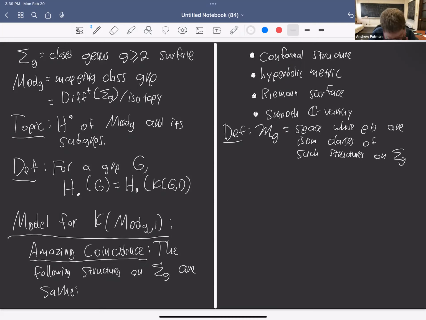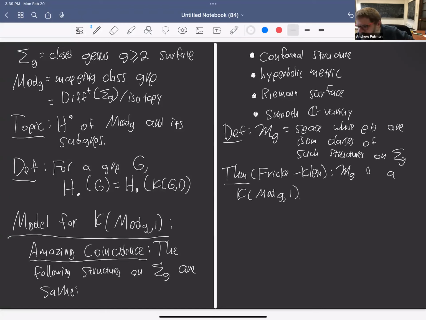Okay, so now what does this have to do with the mapping class group? Here is a theorem which is due to Fricke and Klein. They wouldn't have stated it like this, but it says that M_g is a K(mapping class group, 1). This is saying two things about it. It's saying that its fundamental group is the mapping class group, and it's also saying that its universal cover is contractible. Its universal cover is often called Teichmüller space. So this is how Fricke and Klein thought about it. Now I'm not going to be able to prove that to you. I don't really want to talk about Teichmüller space, but I do want to make it not totally crazy.